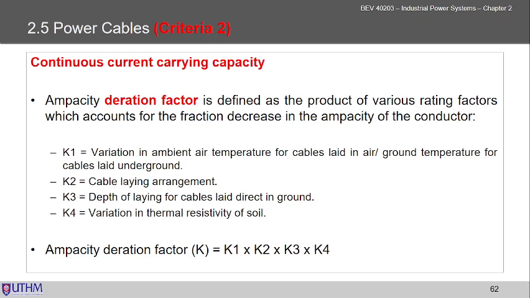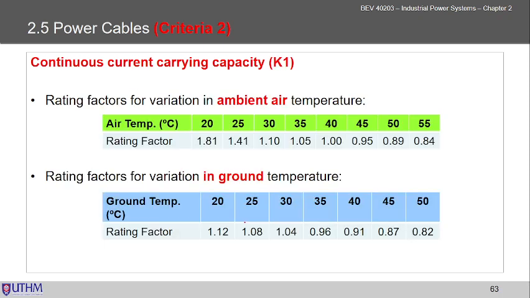K2 is the cable laying arrangement, so how we arrange our cable. We'll see that next. And K3 is the depth, I mean how deep the cable is buried in the ground. And K4 is the variation of the thermal resistivity of the soil. Right, and now we focus on K1 first.